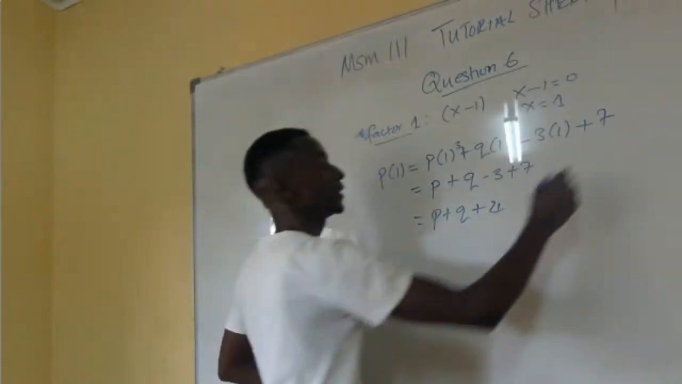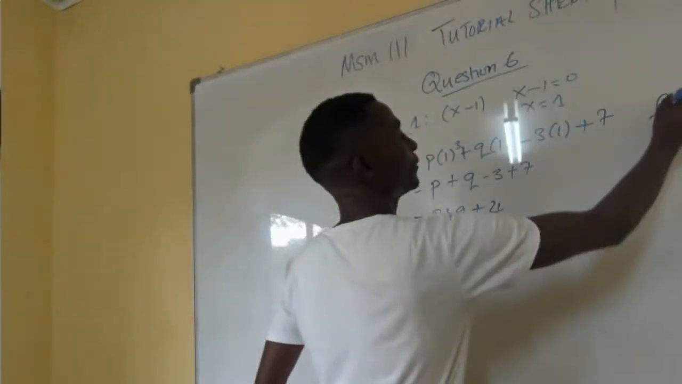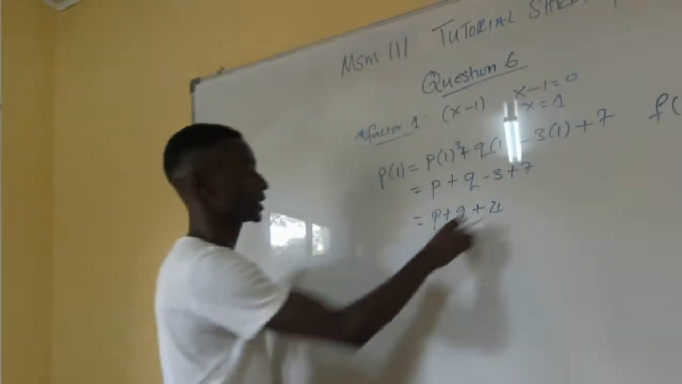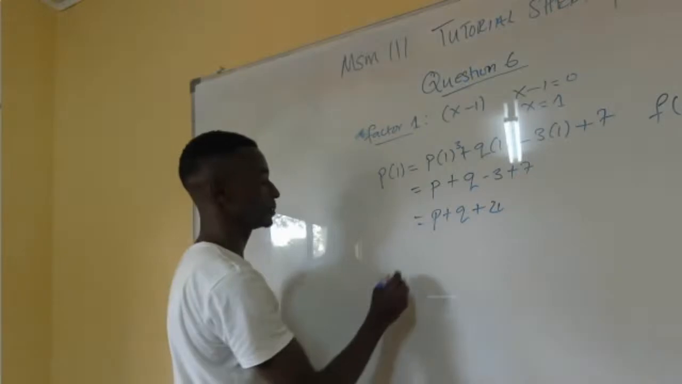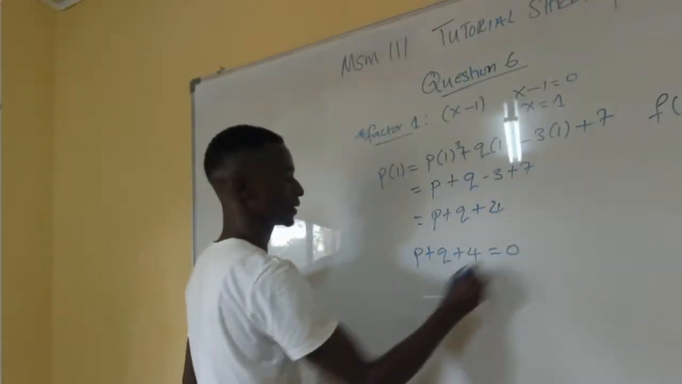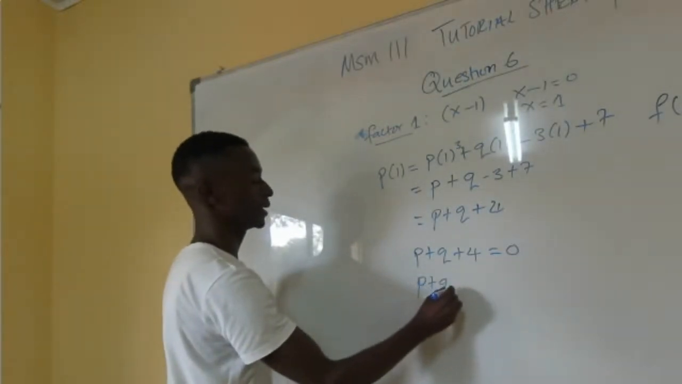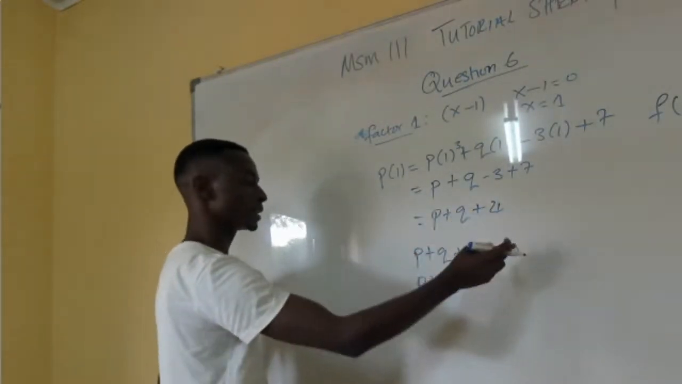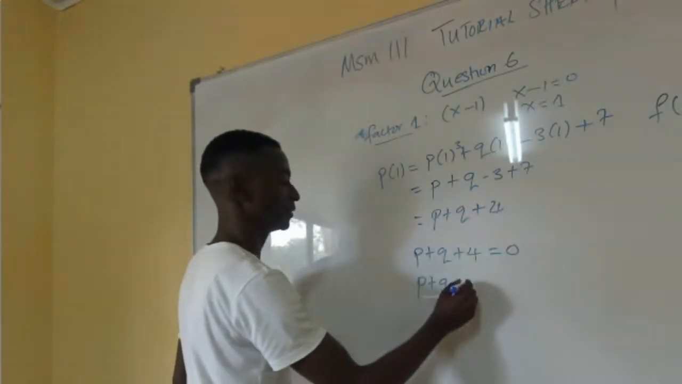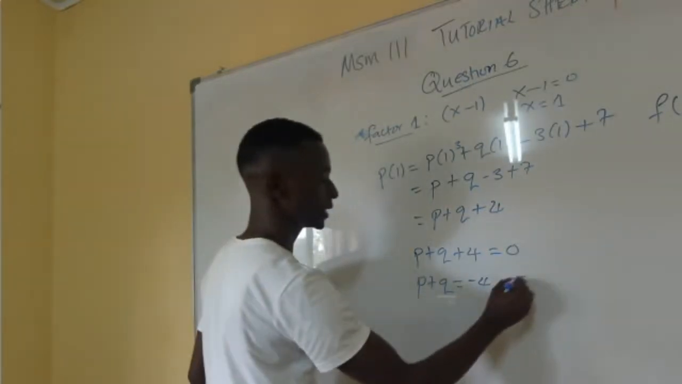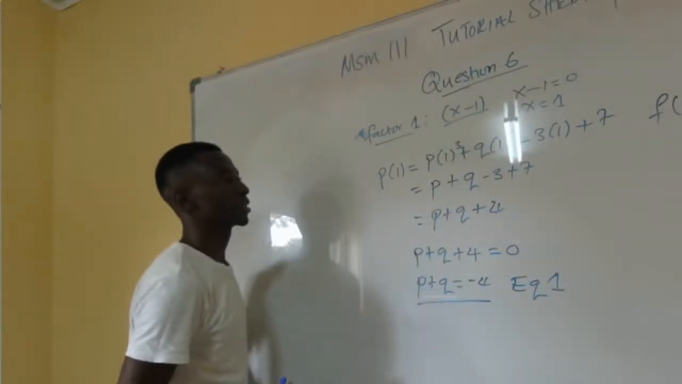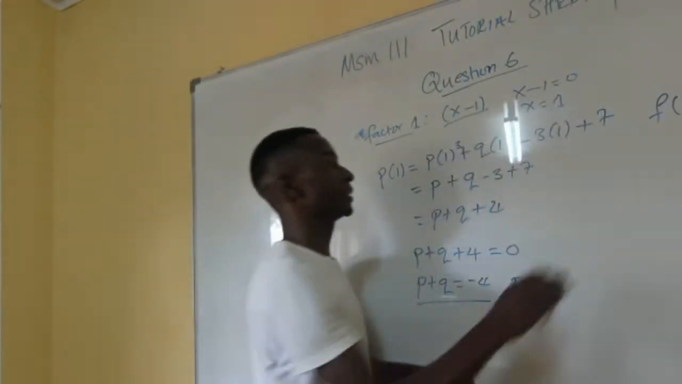But following the theorem, f(a) must be equal to 0. So now you equate this function to 0. So equating that to 0, p plus q plus 4 equal to 0. Then you say p plus q equal to, the 4 is crossing the equal sign. Since it is positive here, on the other side it will be negative, so negative 4. So you indicate equation 1. So this equation is for the first factor. So now let's solve another equation for the second factor.